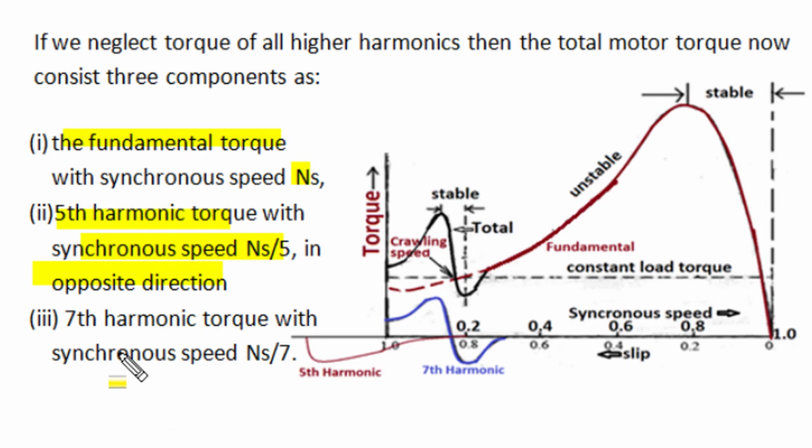Similarly, the seventh harmonic torque rotates with speed ns by 7 and its direction of rotation is in the direction of the fundamental MMF wave. So we have three torque productions in a rotating machine: one fundamental having synchronous speed ns, another fifth harmonic having opposite direction of rotation and synchronous speed ns by 5, and the third one is seventh harmonic with synchronous speed ns by 7 and direction of rotation in the direction of the fundamental MMF wave.